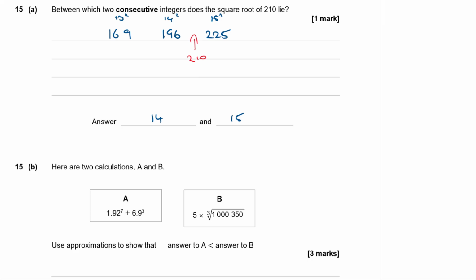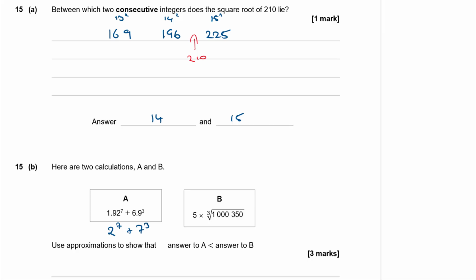Part B says, here are two calculations A and B. Use approximation to show that the answer to A is less than the answer to B. Okay, so when we're approximating, we tend to round each number off to one significant figure. So A would become, rather than 1.92 to the power of 7, 2 to the power of 7. And rather than being 6.9 cubed, it's going to be 7 cubed.